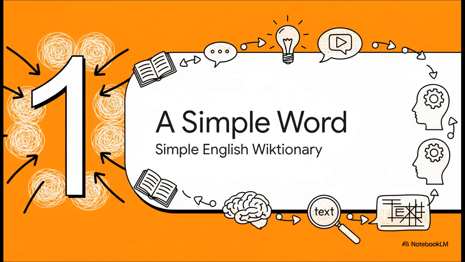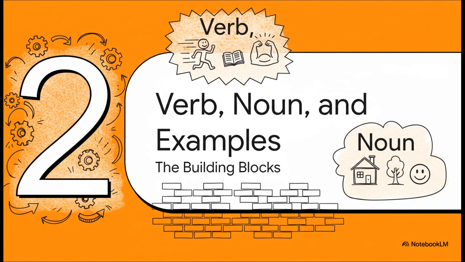Okay, so our main piece of evidence today is coming from a place called the Simple English Wiktionary. We're just going to look at their entry for the word learning, and I promise you there's way more going on here than you might first think. All right, let's start with the absolute basics. You know, like any good dictionary entry, it breaks the word down into its parts of speech. So first up, we're going to see how it's used as a verb, an action, and how it's used as a noun, which is more of a concept.